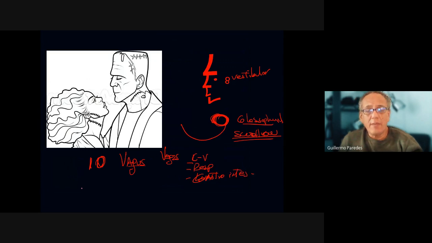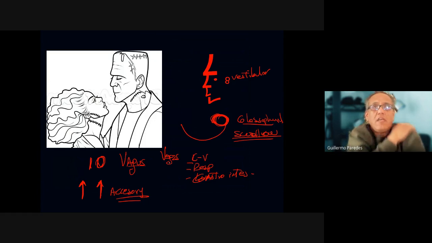Now, number 11. Look at this, 11, like you shrug your shoulders. I don't care. Up and down. That is the 11, the accessory nerve. So when you do this, you are basically checking cranial nerve number 11, the accessory.